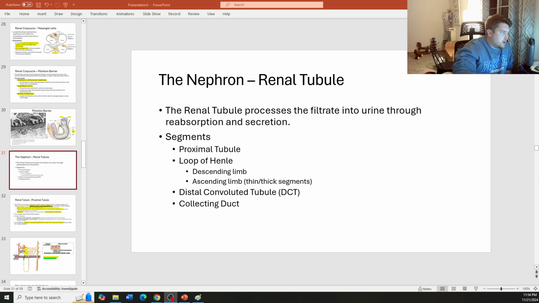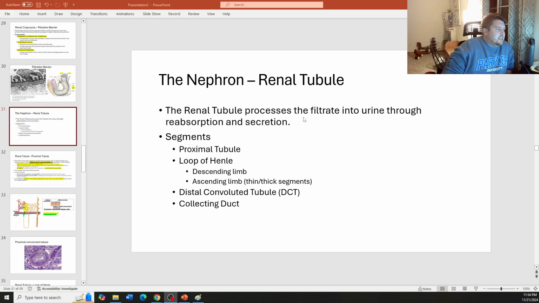Okay, so we left off talking about the nephron. We talked about the renal corpuscle before, where we were doing all of the filtering. And now we're going to talk about the renal tubule, the second part of the nephron. This is where we're actually going to process the filtrate into urine.